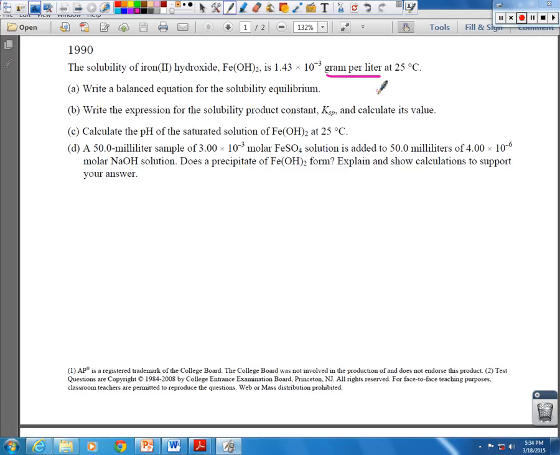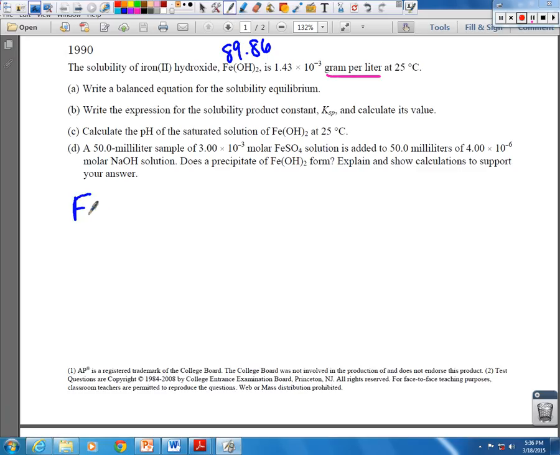Write the balanced equation for the solubility equilibrium. You would have to know the molar mass of FeOH2. You just look it up on your phone. Hold on, I got my iPad right here. Let me talk to Google. 55.85. Okay. Alright, so we've got the solubility of iron hydroxide, that's the mass.